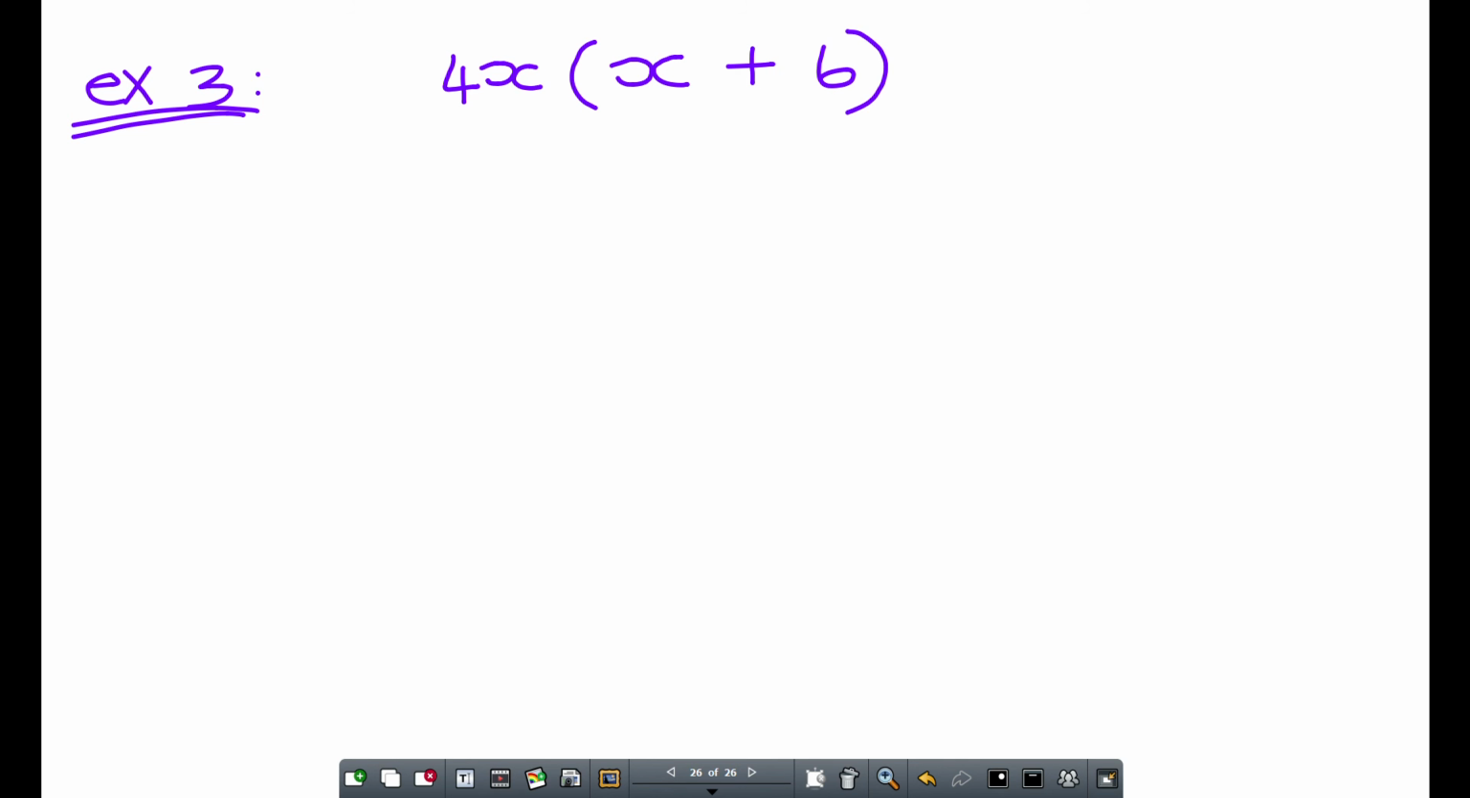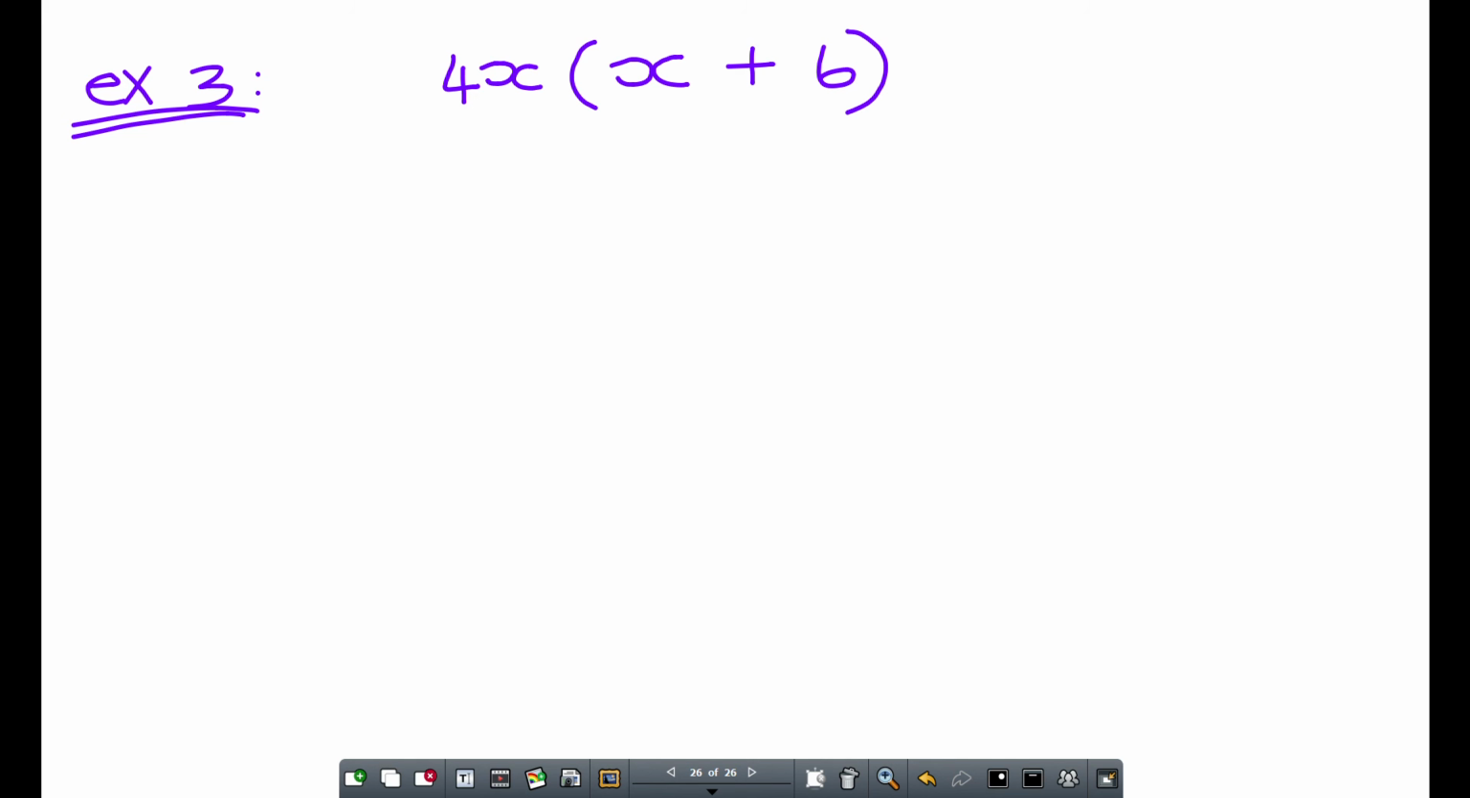Okay, look here quickly. So example number 3. In the previous one, you had one term inside that bracket. Right. So now I'm going to do this. Let's say 4x times (x plus 6). Now all of a sudden, I have two terms inside my bracket.